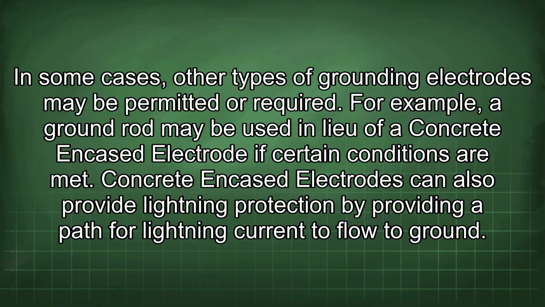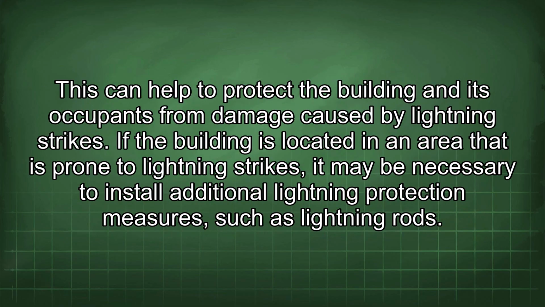Concrete encased electrodes can also provide lightning protection by providing a path for lightning current to flow to ground. This can help to protect the building and its occupants from damage caused by lightning strikes. If the building is located in an area that is prone to lightning strikes, it may be necessary to install additional lightning protection measures, such as lightning rods.